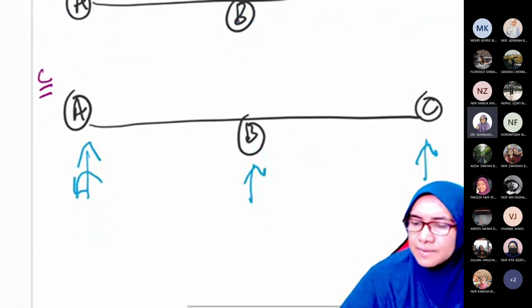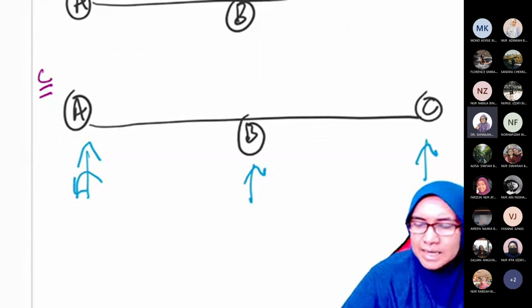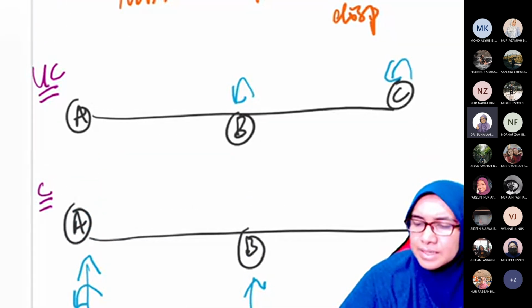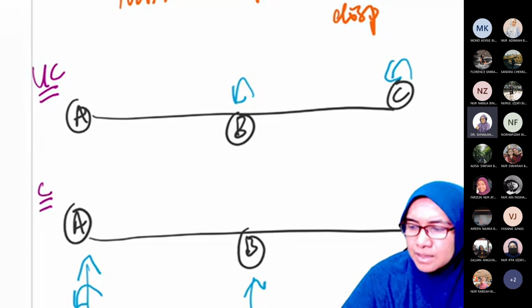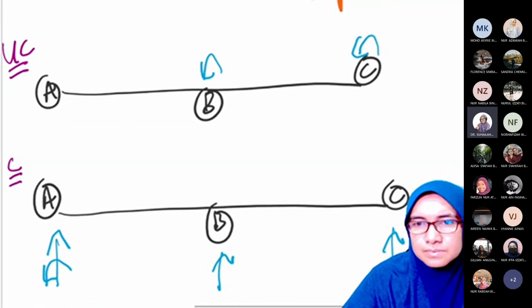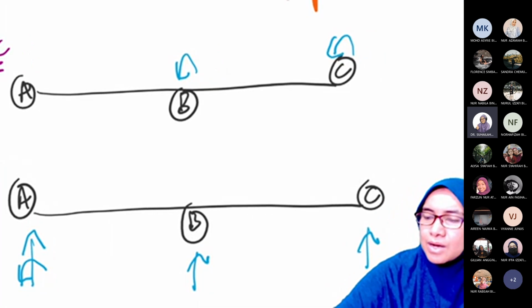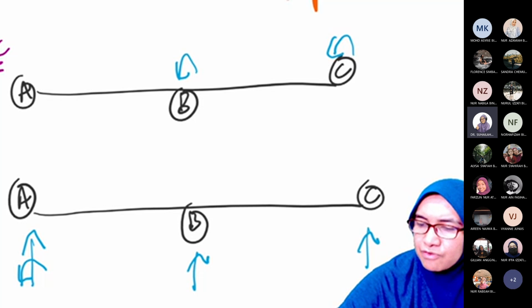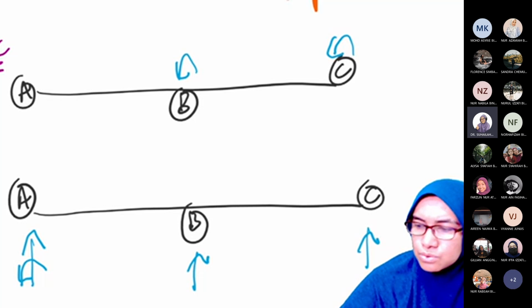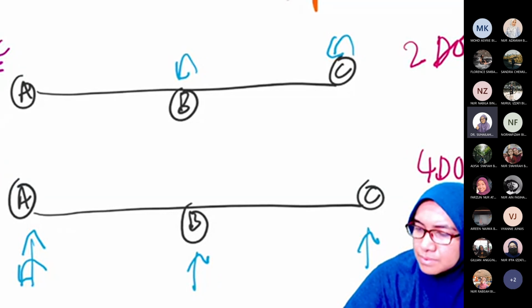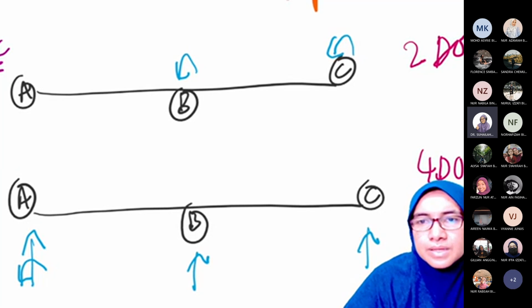So at C, in constraint we have Y, so remaining 1 in the unconstrained system. So we get it like this. Can you see? We have 2 DOF and we have 4 DOF. Okay, 2 DOF and 4 DOF.